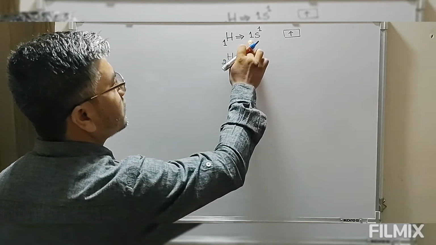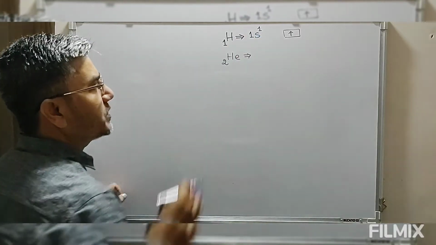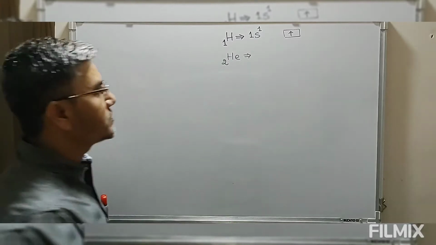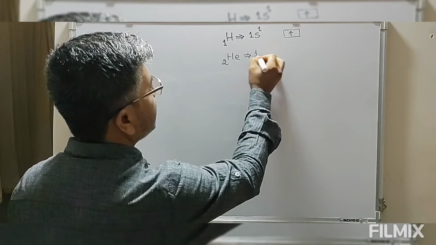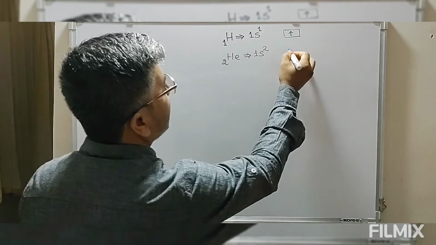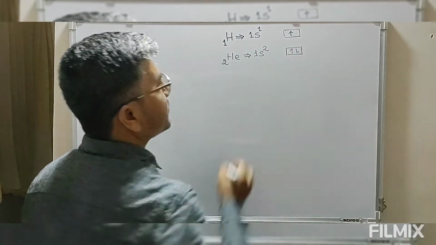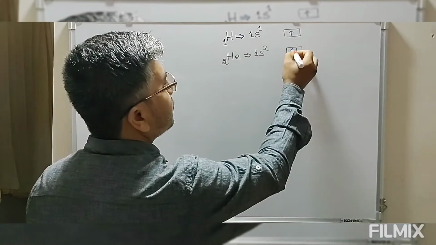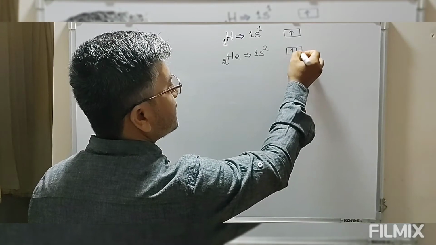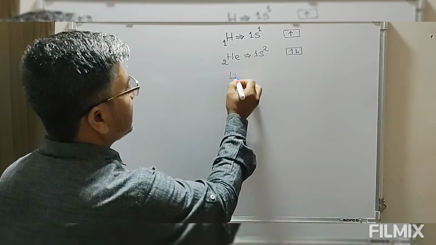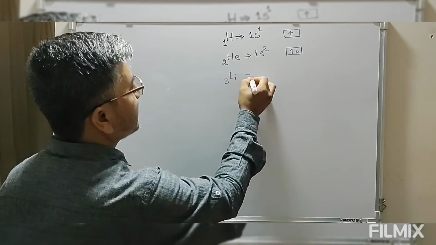Since the first electron is placed in the s orbital, and an orbital can have a maximum of 2 electrons, the second electron should also be placed in this 1s. In the box diagram, the 2 electrons should be placed with opposite spin, or we can simply write an up arrow and a down arrow. Then we have lithium, atomic number 3.